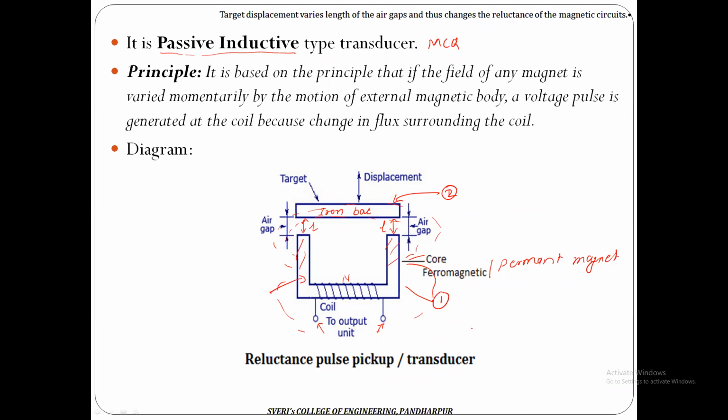According to Faraday's law, what is the mandatory criteria to induce the EMF in the coil? The mandatory criteria is that the magnetic field linked with the coil must change.